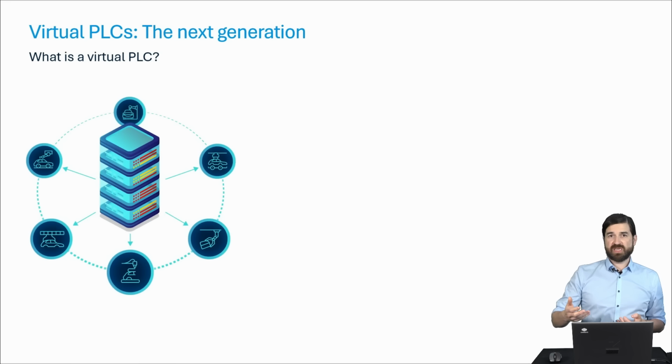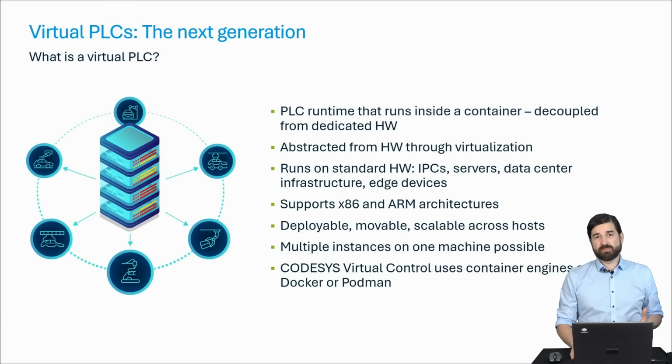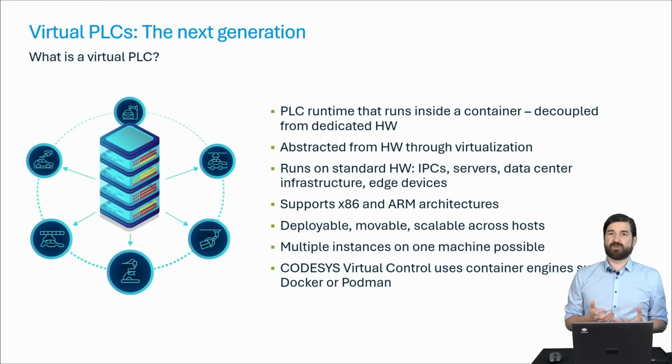A soft PLC takes the runtime and puts it on a general purpose PC or industrial PC. And that gives you more flexibility in hardware choice, but the runtime is still installed directly on a specific machine. It's bound to that host. A virtual PLC goes one step further.